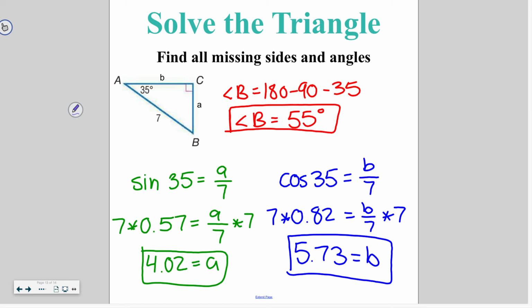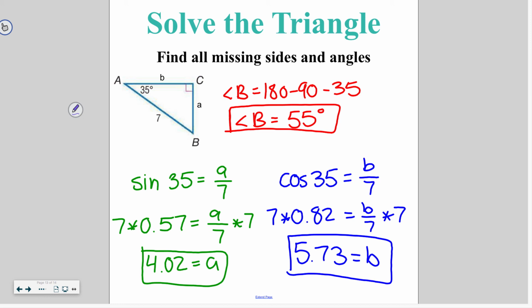Angle B is going to be 55 degrees, 180 minus 90 minus 35. They gave us angle 35 as our base angle, so I'm going to say the sine of 35 is equal to a over 7 for the opposite over the hypotenuse. Solving that problem, we get an a value of 4.02.